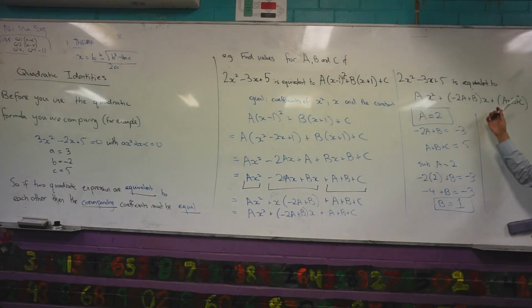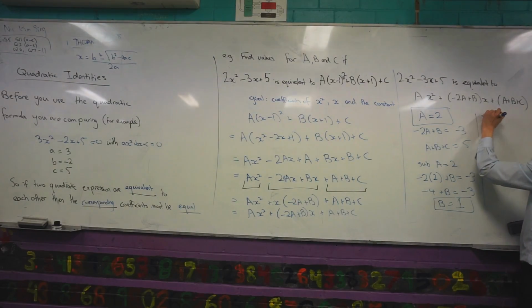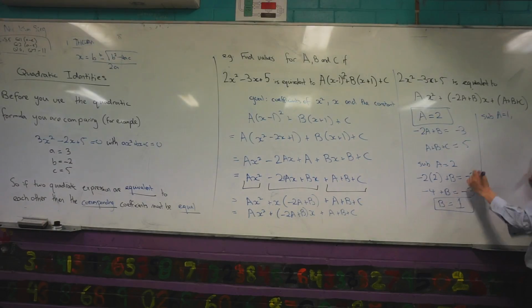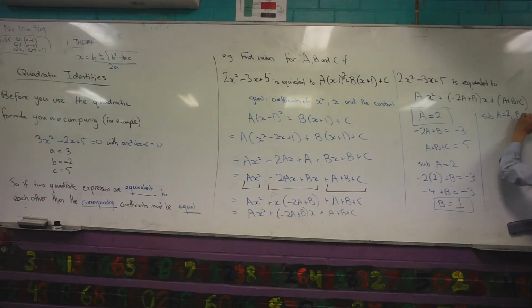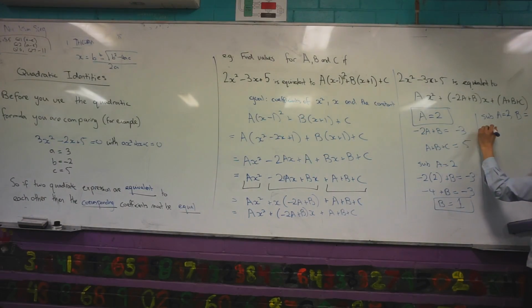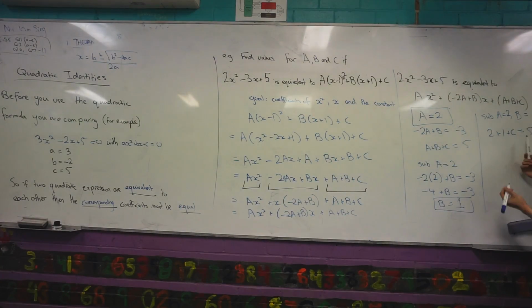How can I find the last piece? Well, I know that a plus b plus c is equal to 5. I already know a and b. So I can just say, well, let's sub in what we know. a is equal to 2, b is equal to 1, and then I go back to this equation. Let's fill in the pieces that we know. I know that 2 plus 1 plus c is equal to 5. And then if I want c by itself, I'll just subtract 3 from both sides. So c is equal to 2.